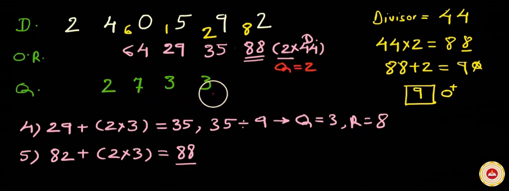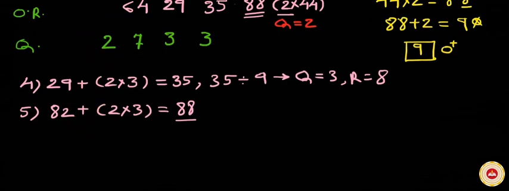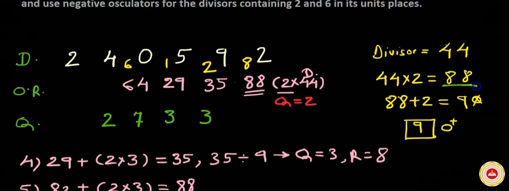Quotient 2733 quotient digits, that means 2733. So let me write here, quotient is 2733. But friends, this is not the final quotient, final answer, because this quotient is for 88 and not for 44. Why? Because we have multiplied divisor 44 by 2 to get 88.